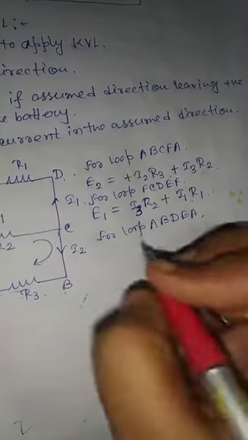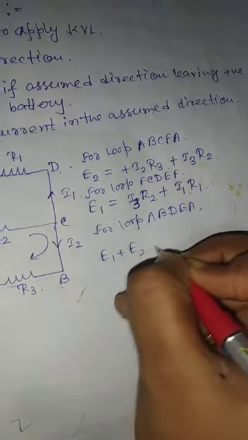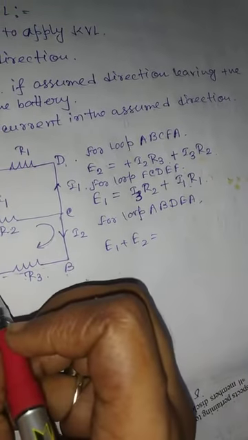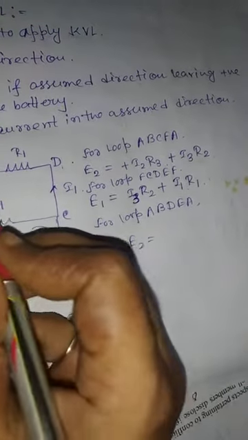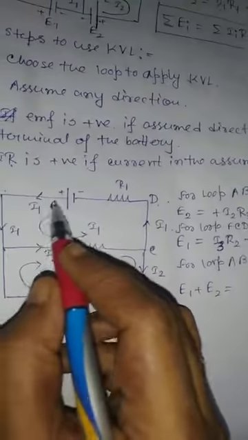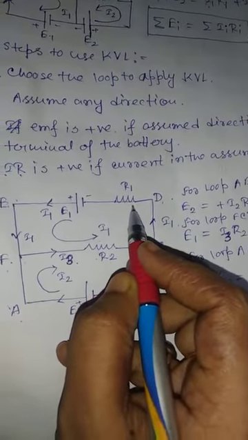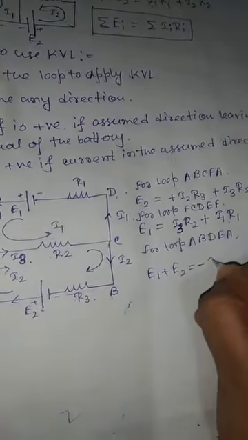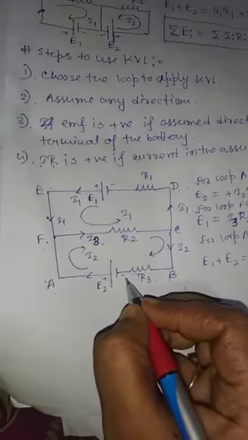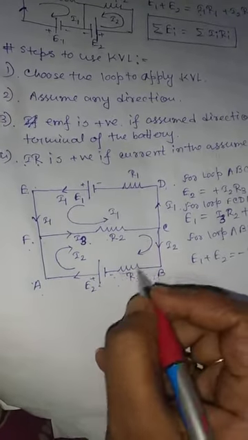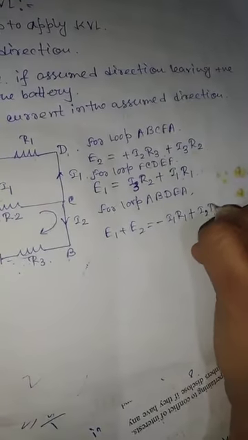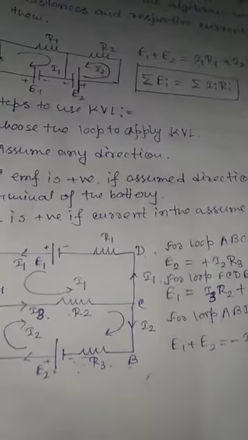So E1 plus E2 total will be, whatever the direction of E1, it is in the opposite direction. I have considered current in this direction, in this direction, in this direction. So here it is in the opposite direction, so it will be minus I1 R1. And for this, I2 is in this direction and R3 is also I2 in this direction, the assumed direction. So it will be plus I2 R3. Clear?